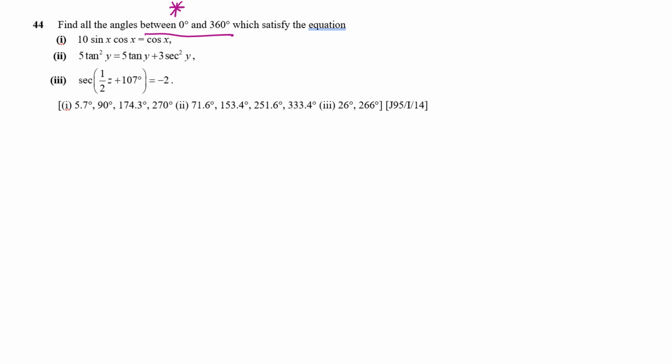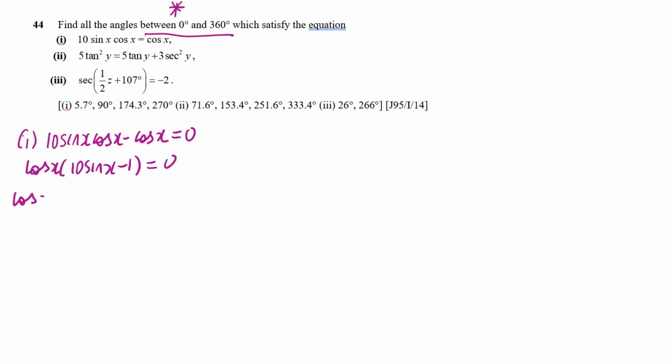Okay, so if you look at part 1, please do not cancel cosine x, because if you cancel cosine x, you're actually missing out one set of answers. So the best way to do this is to bring everything to the left-hand side and factorize the common factor. In this case, the common factor is cosine x, so factorize it. Then you apply the zero product rule. So cosine x equals 0, or 10 sine x minus 1 equals 0.